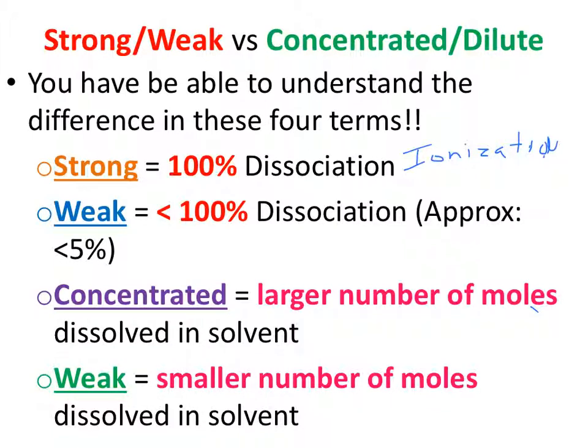Dissociation. All right, but weak, we know it's less than 100, but most often when we solve for that percent dissociation, well, I think we did 3 or 4 problems last week, notice they were always less than 5%. Some of them are even less than 1%, but that's just what weak stands for. And then concentrated basically means you have a large number of moles, and weak means you have a small number of moles. That's the difference there.